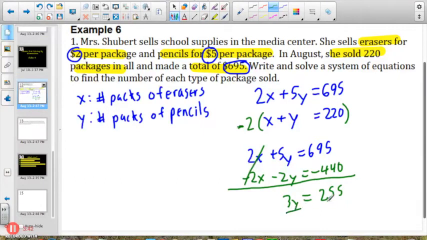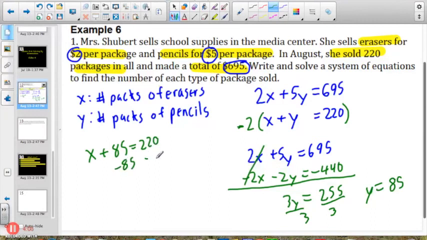I am down to just y's, so I'm going to divide both sides by 3, and I'm going to get that y is equal to 85. Now, I plug into one of my two original equations. Probably the easiest one is going to be just this x plus y equals 220. So I'm going to do x, and then instead of plus y, I'm going to do plus 85 equals 220. I need to subtract 85 from both sides, and I get that x is equal to 135.